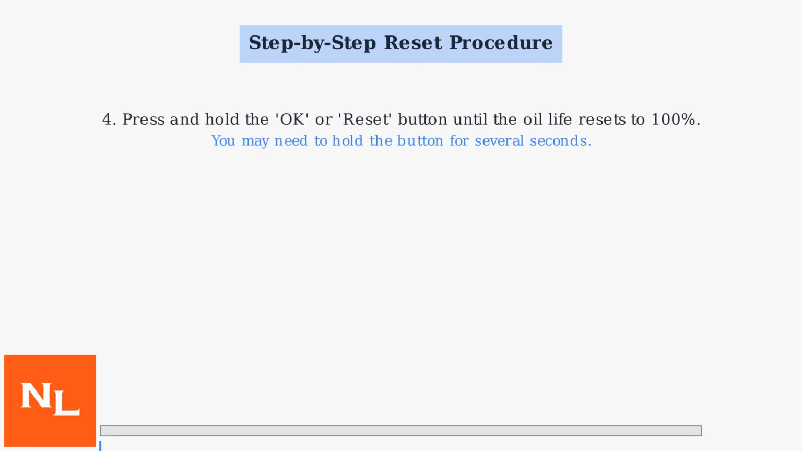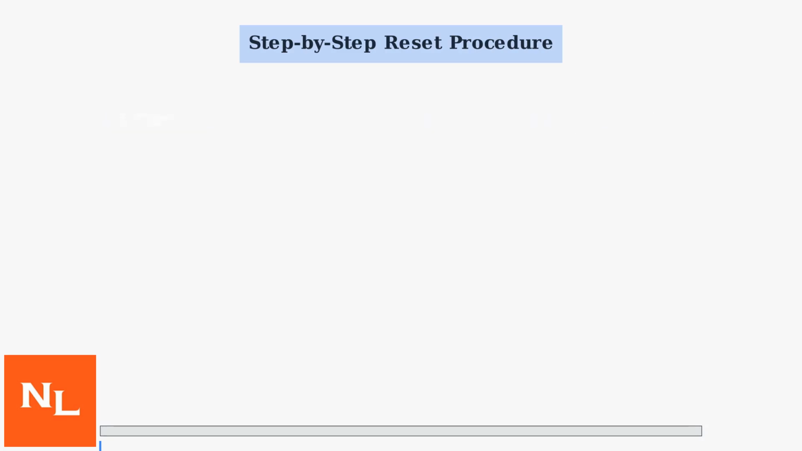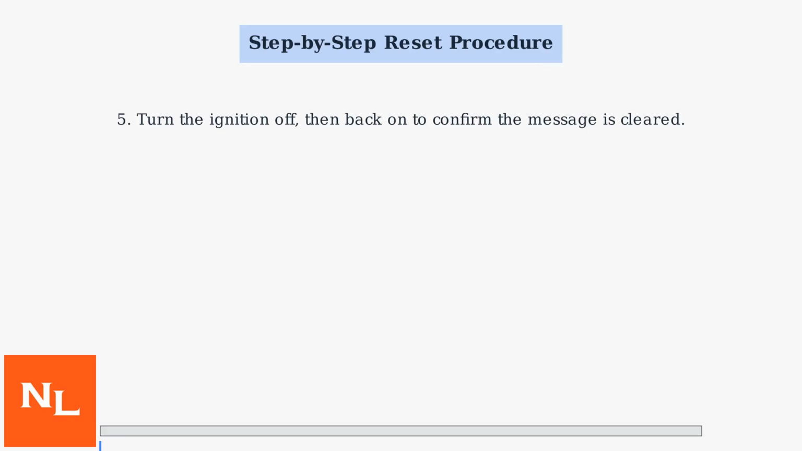Fourth, press and hold the OK or Reset button until the oil life resets to 100%. You may need to hold the button for several seconds. Fifth, turn the ignition off, then back on to confirm the message is cleared.